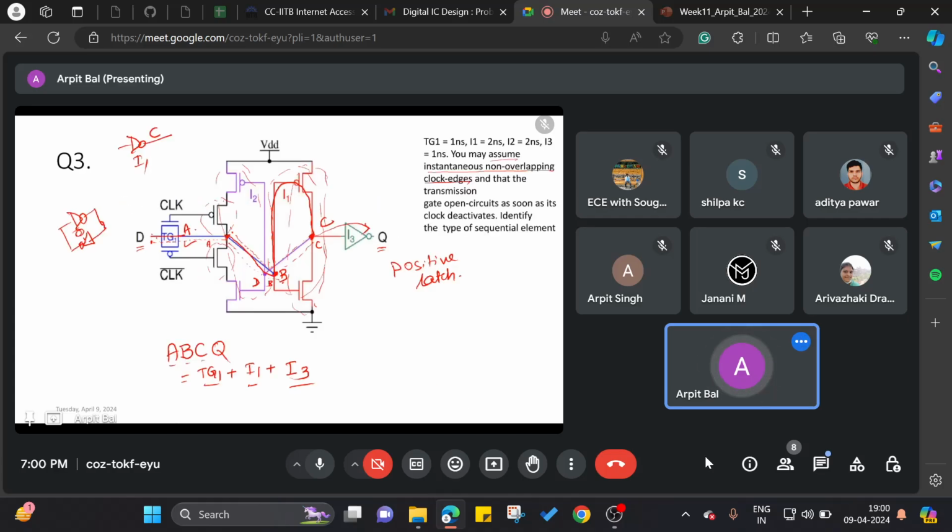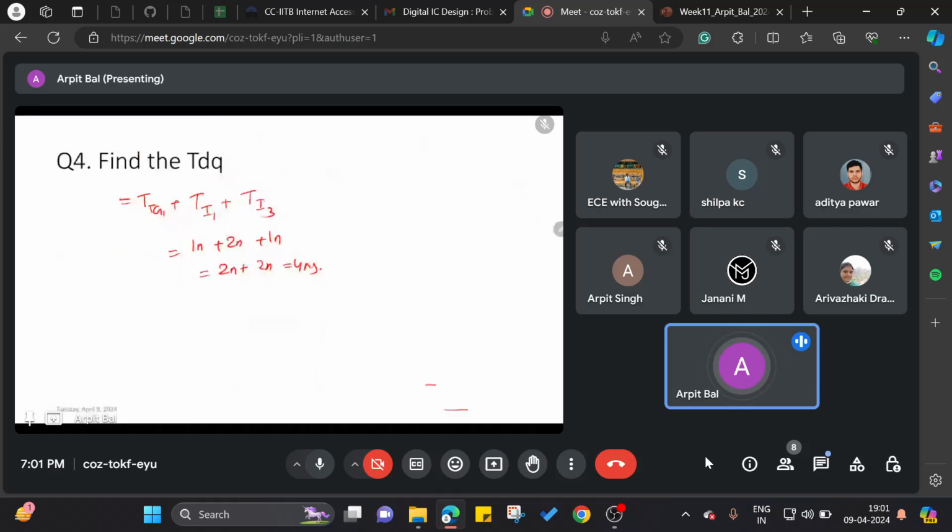For the T setup, we need to ensure that not only the part that is getting reflected at the output is available, but also the part that should be available when the latch is opaque. It means that whenever it traverses through this path, this value should be available at the output of this gate. So it has to cross A, B, C and D, and then the output of gate I2. Because of this, we need to have TG1, TI1 plus TI2, that is 5 nanoseconds.